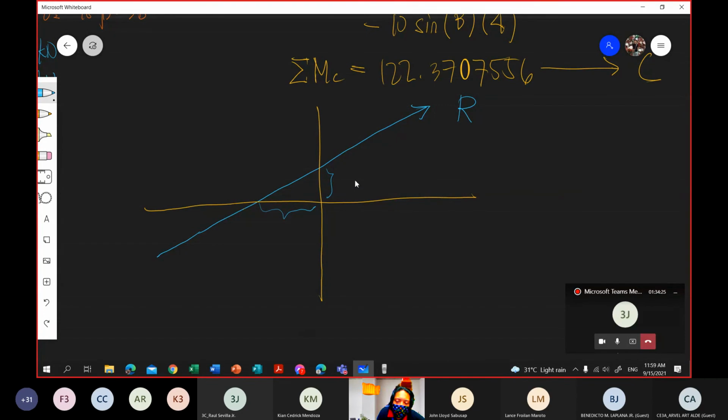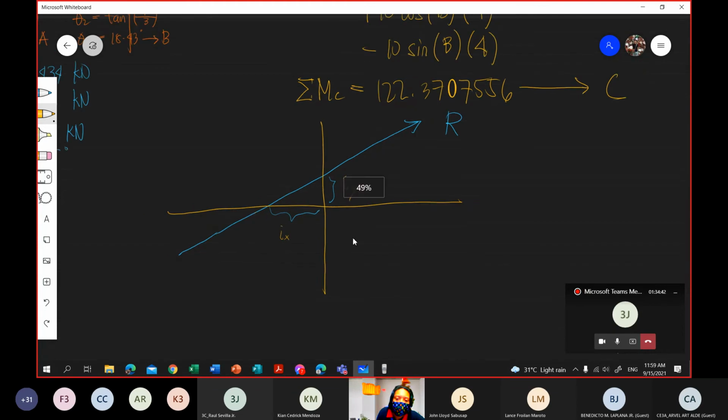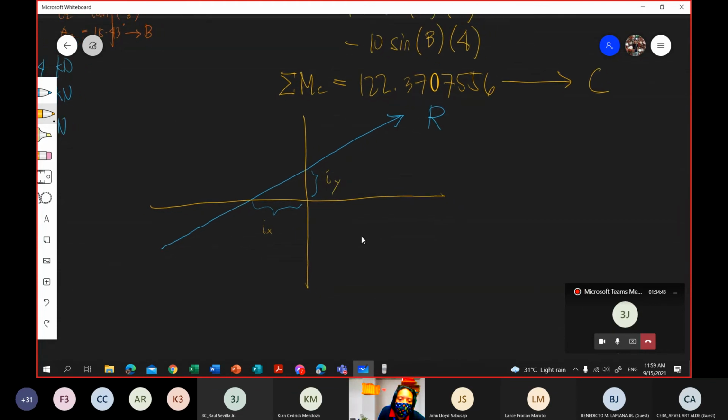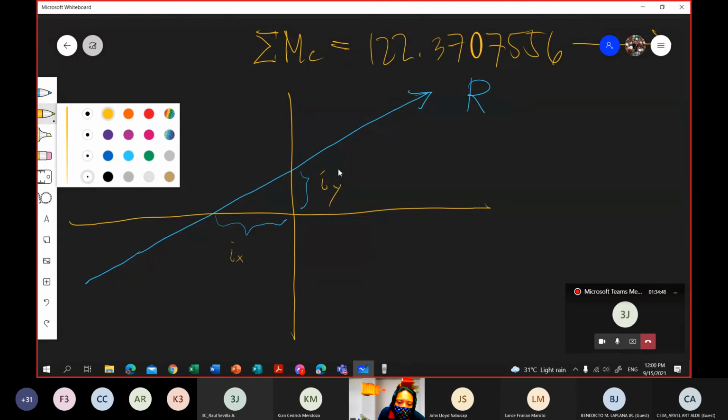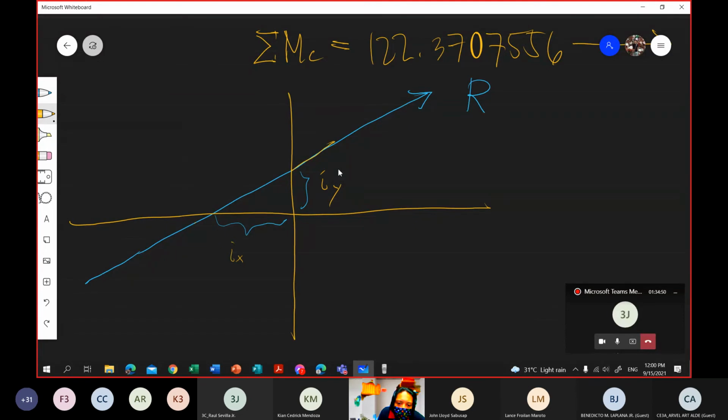So let's name this IY. IY because it's along the y-axis. And this distance naman, let's name this as IX. IX because it's along the x-axis. Okay. Unahon naton laanay, i-assume naton nga aanhi din yan aton resultant.